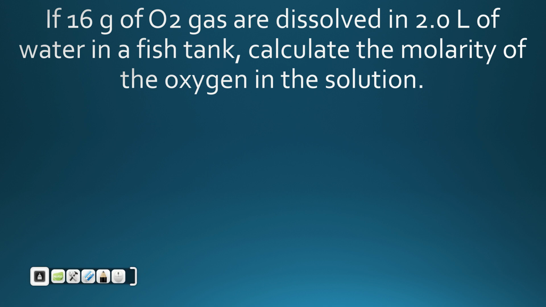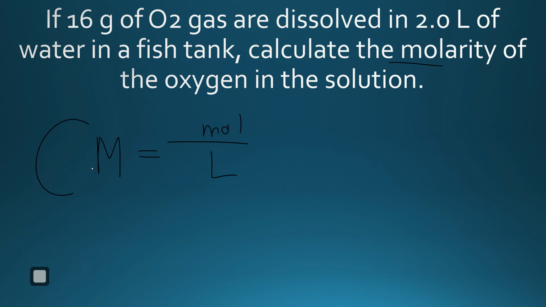So here we go. I would write big M equals moles over liters. I'm solving for the molarity, so I'm solving for this number over here. I am given liters, 2.0, so that's already filled in at the bottom. I'm given grams. Grams is not in this equation, so I need to change 16 grams of O2 into moles. I come from grams, I go to moles. That's all we're going to have to do. You're not going to have to keep on going.